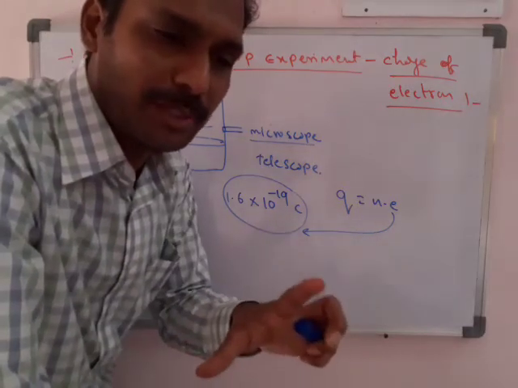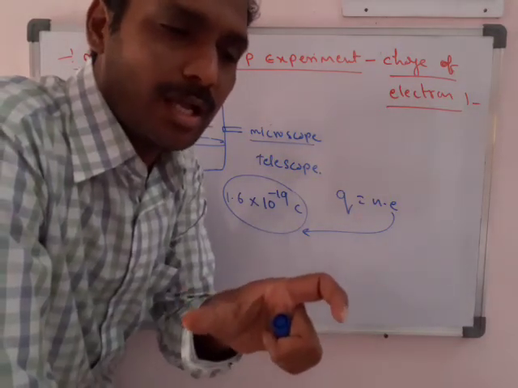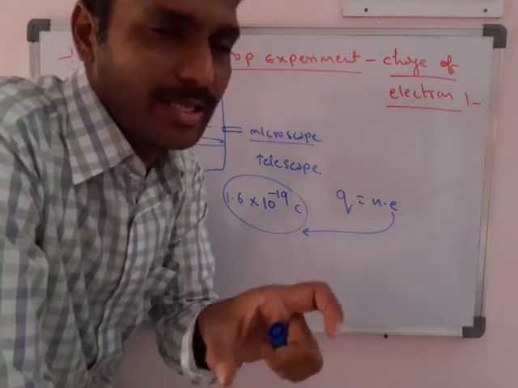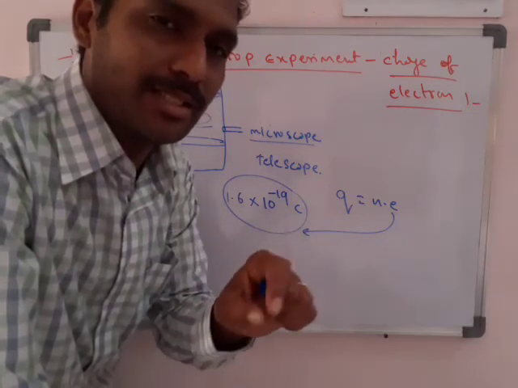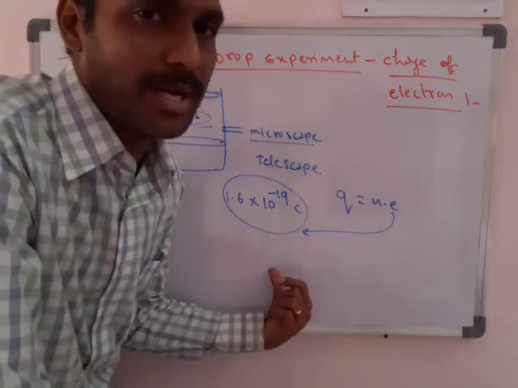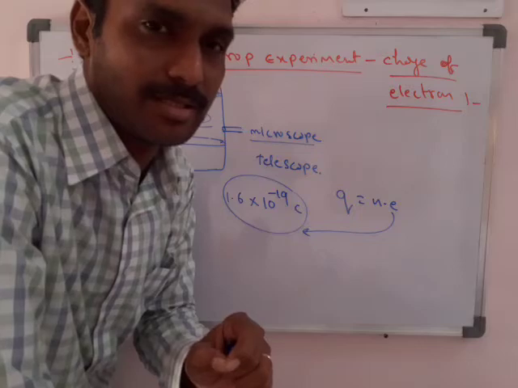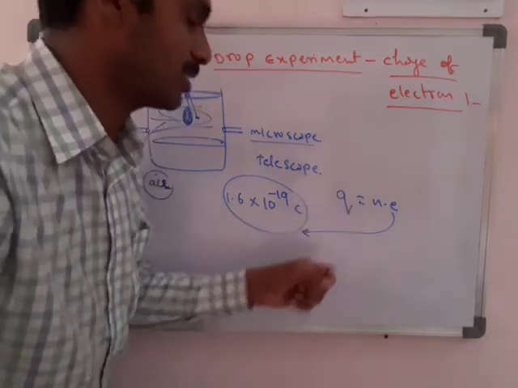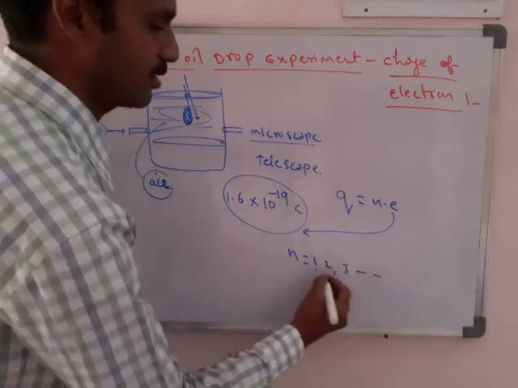Dividing all the charges he obtained by 1.6 into 10 power minus 19, he got the simple integers 1, 2, 3, 4. Here n equals 1, 2, 3, like this.